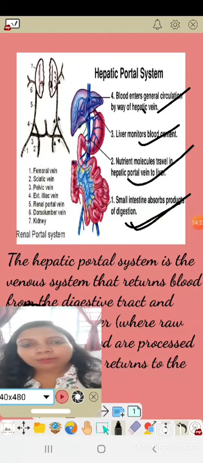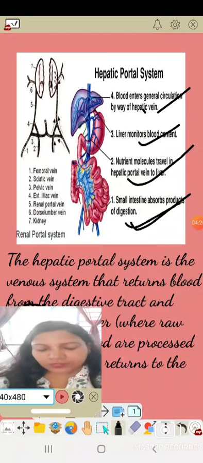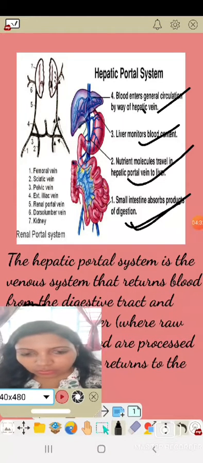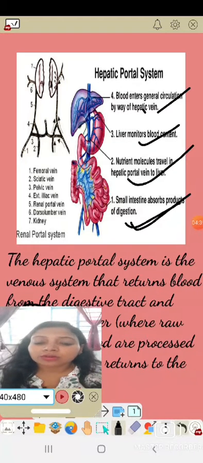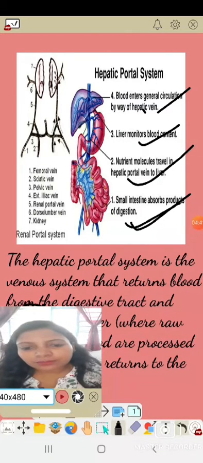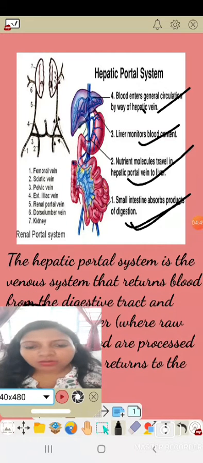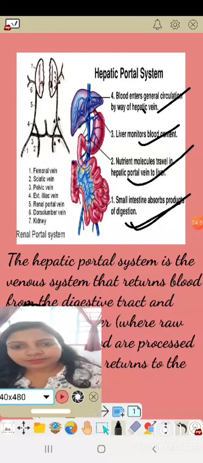Then the fourth one, blood enters the general circulation by way of the hepatic vein. So, now the blood is purified from all the toxic substances and all the excess glucose. Now, the blood is ready to enter the heart, otherwise it can be more fatal to human beings, because once it enters the heart, it can cause a lot of problems in the human body. So, that is why the liver is what we call the intermediate between the gut and the heart.